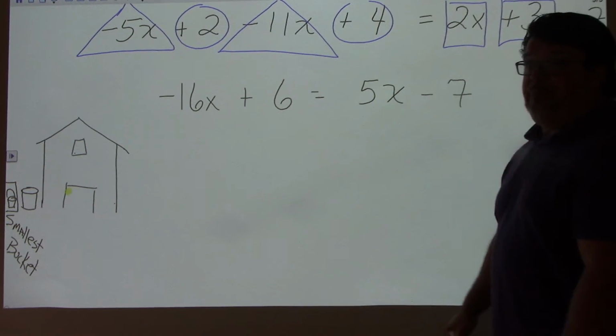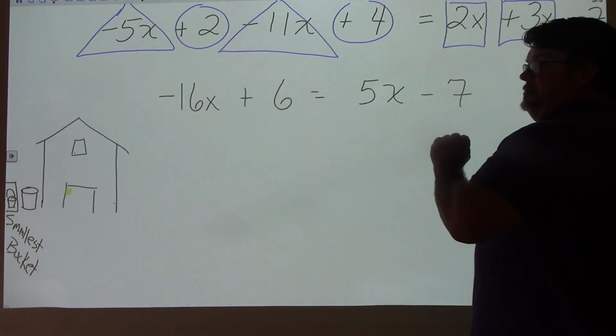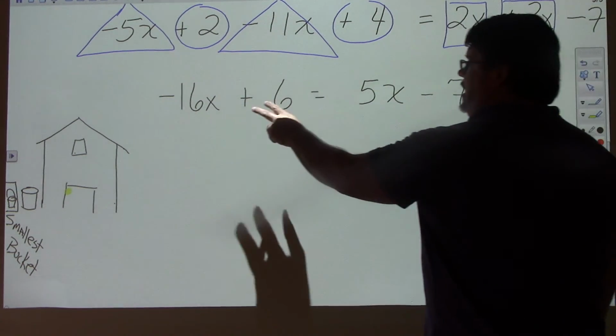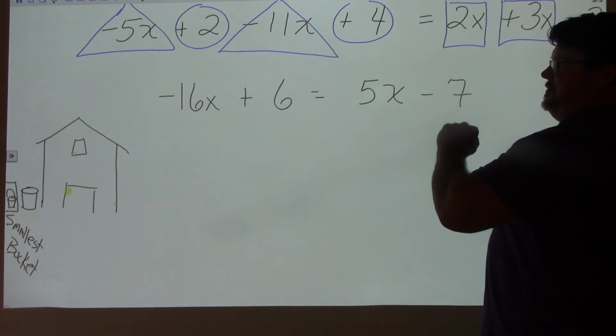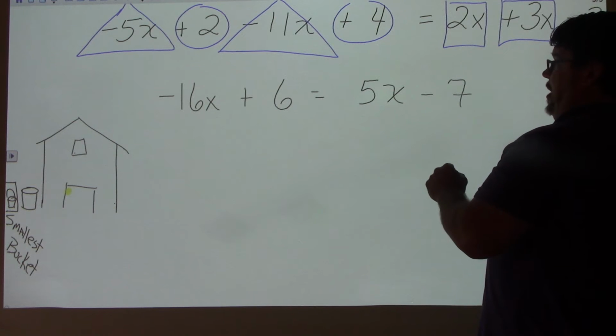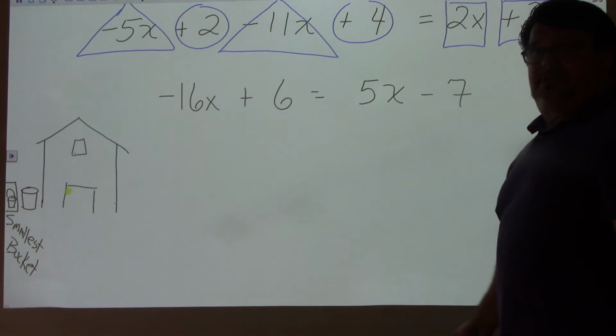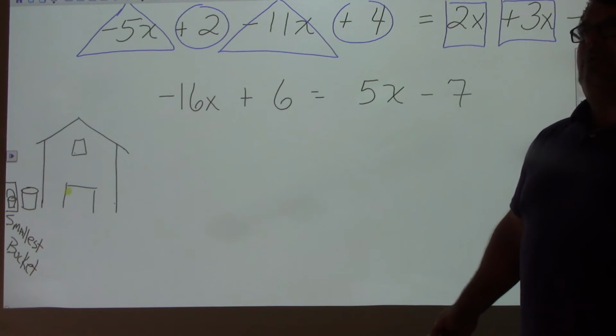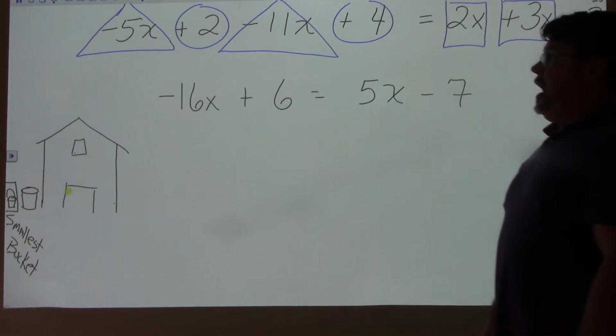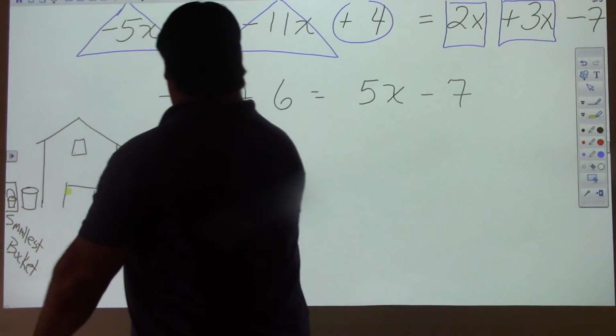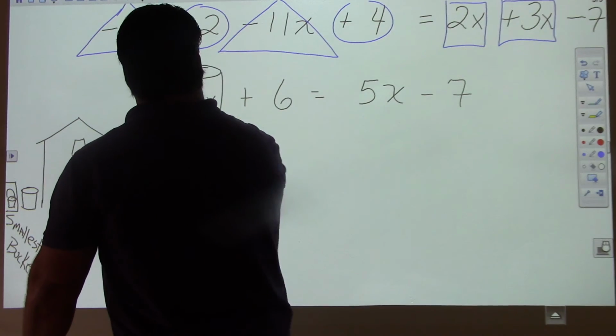Now I've got a choice. I can move the 5x, or I can move the negative 16x. Well, what about the 6 and the 7? Do we care about the 6 and the 7? No. All we care about is the variable. I always move the smallest what? Bucket. There's your smallest bucket.